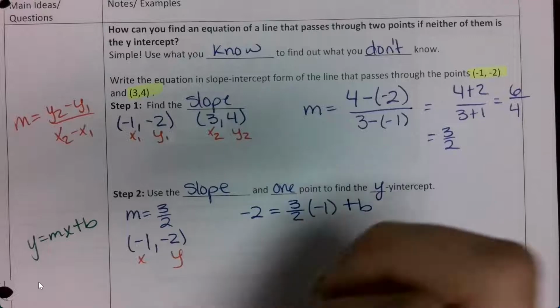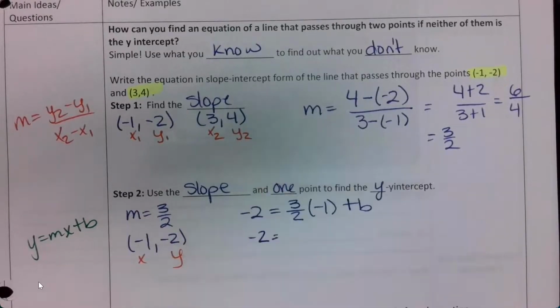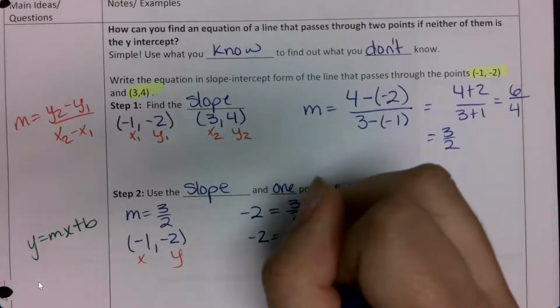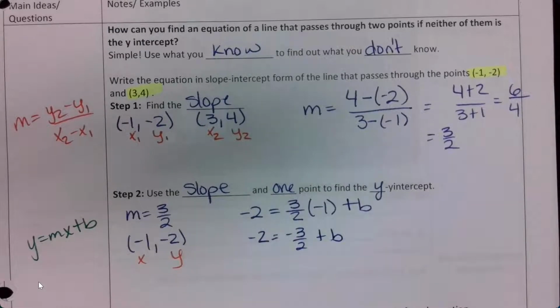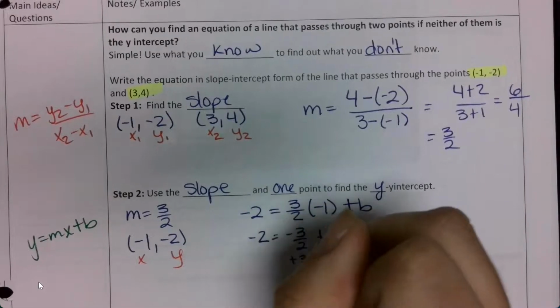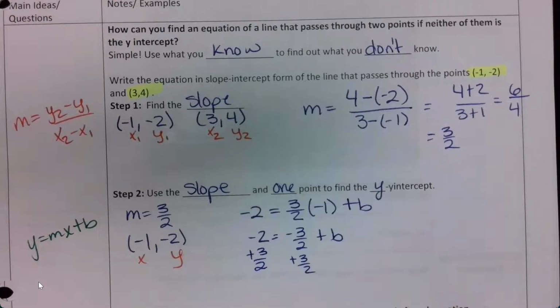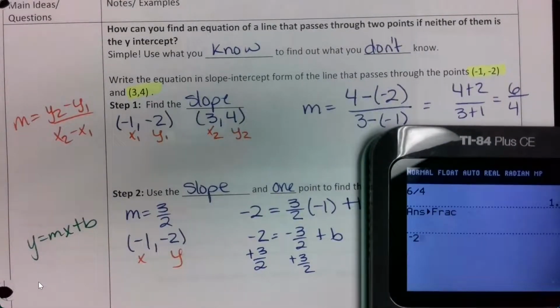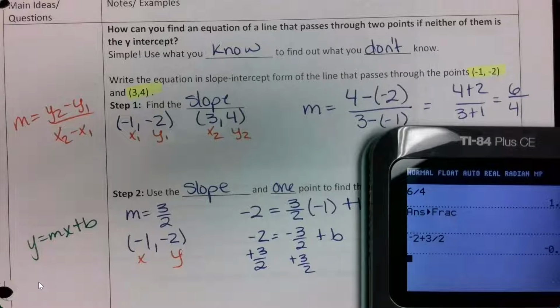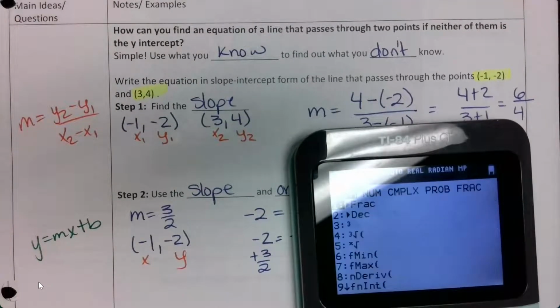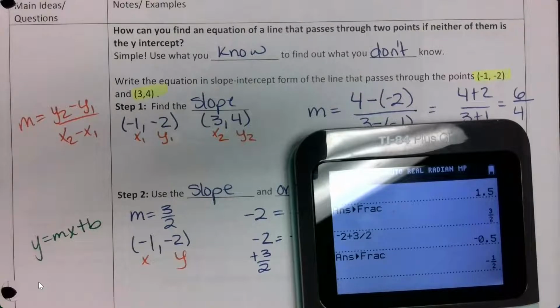Okay, so what's -1 times 3 halves? That is -3 halves, and I still am adding b. Then what do I want to do next? How do I get b alone? Add 3 halves to both sides. Okay, so on my calculator, -2 plus 3 halves. It gives me a decimal, so I'm going to go math, fraction, which turns it into -1/2.